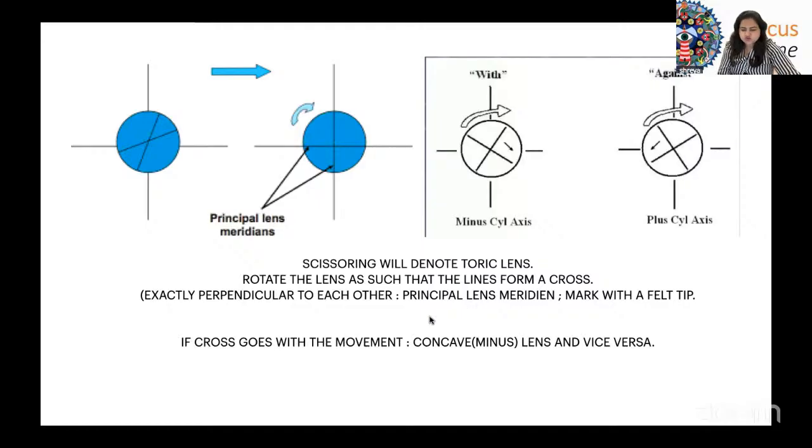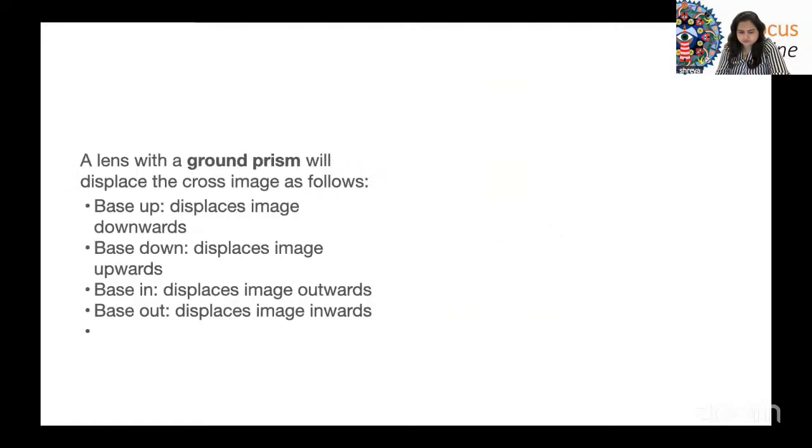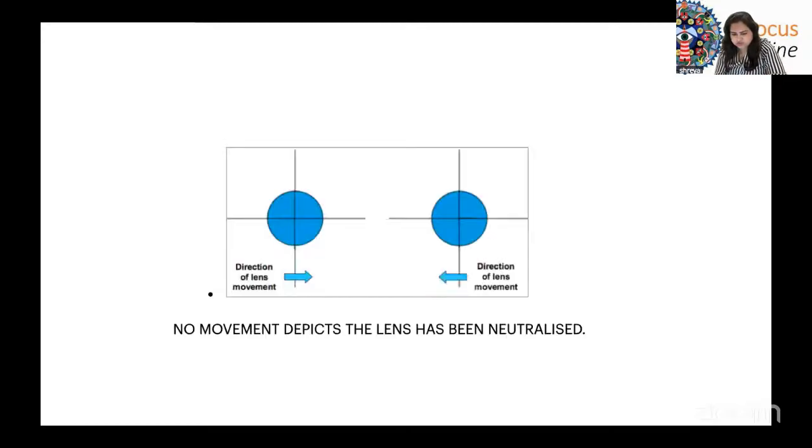The cylindrical lens would be said to be neutralized if the two lines are perfectly perpendicular to each other. And in that case, we'll have to mark the cylindrical axis with the help of a felt tip. It can also be used to know the ground prism. And in this, it will show that whenever the prism is base up, it will displace the image downwards. And when the base is down, it will displace the image upwards. Base in will be displacing the image outwards, and base out will be displacing the image inwards.